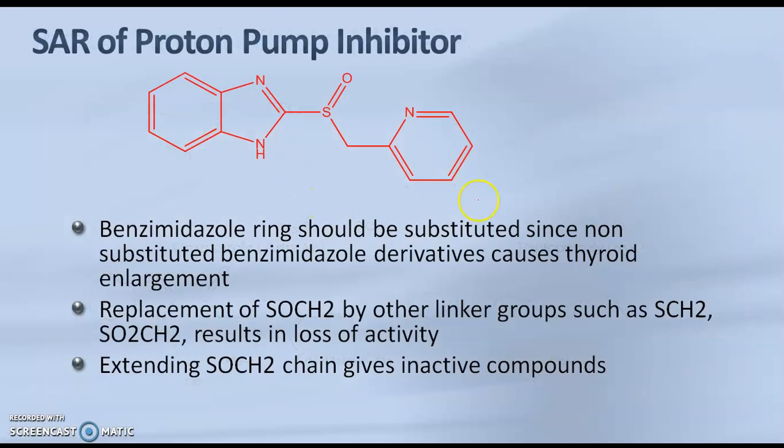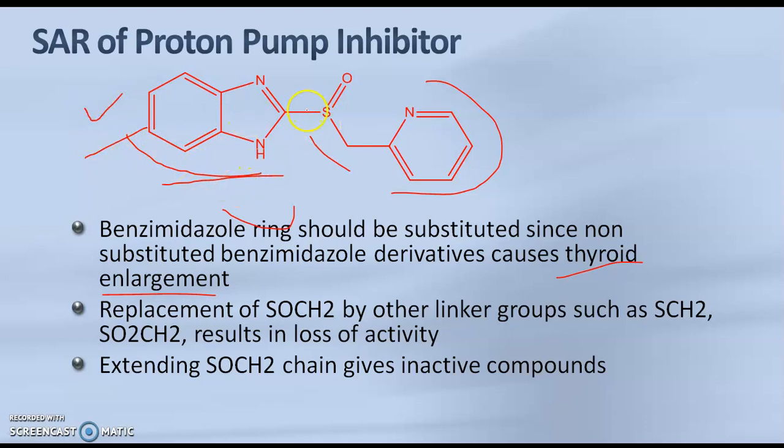Now we're talking about the SAR. So we'll see the SAR of the benzimidazole ring, the SAR of sulfonyl-methylene, and then the SAR of the pyridine ring. The SAR of benzimidazole says that this benzimidazole ring should be a substituted one. If it is not substituted, then what will happen? Thyroid enlargement will be one of the side effects, if this benzimidazole is plain, not having any substitution. So this is the only point of benzimidazole SAR.